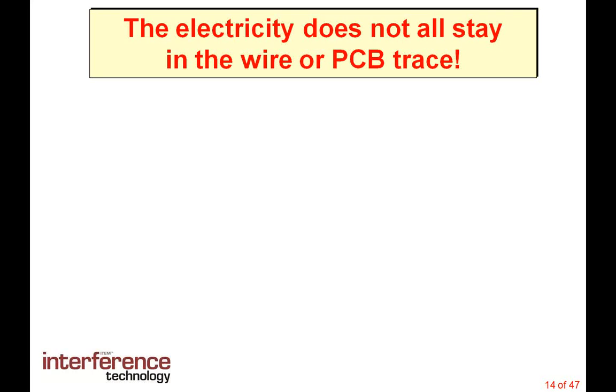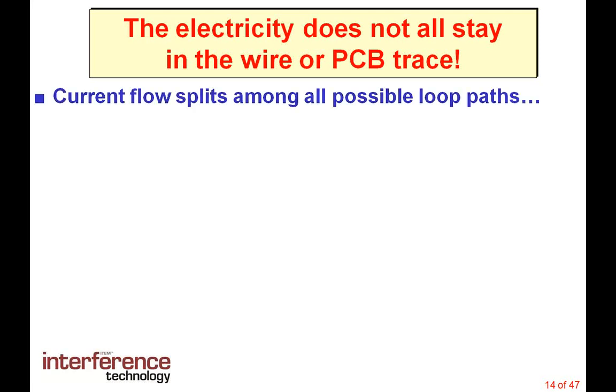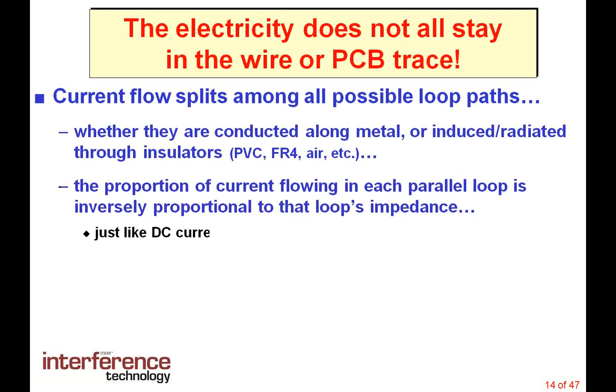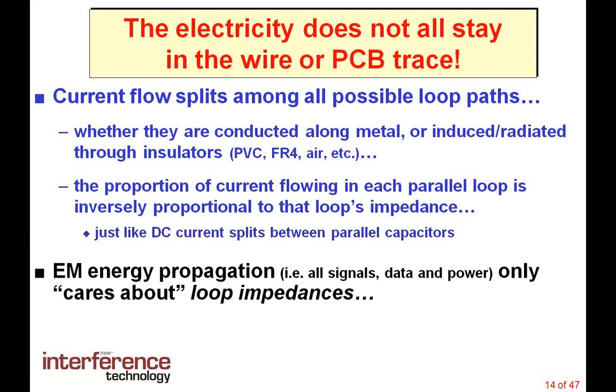So what I'm really trying to say is the electricity doesn't all stay in the wire or the PCB trace. The current flow splits amongst all the possible loop paths, whether conducted along metal, induced or radiated through insulators, PVC, FR4, air, and so on. And the proportion of the current flowing in each loop is inversely proportional to the loop impedance. Like I said a minute ago, the DC current splits between parallel capacitors.